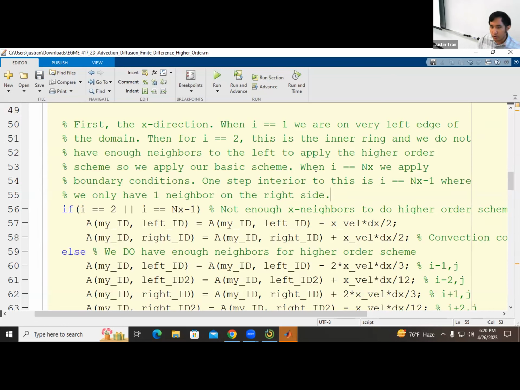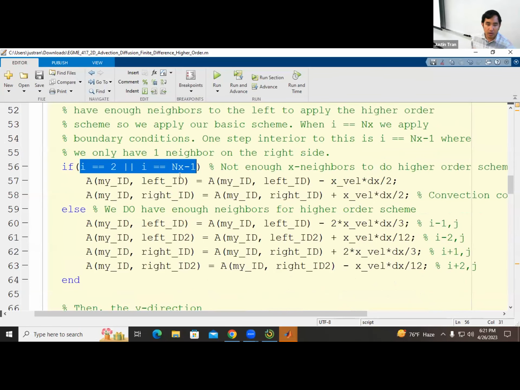And so if we only have one neighbor on the right side, that means, again, we can't apply our higher order scheme. And so we have to go back to our basic scheme. Okay. So those are the two main conditions where we apply our basic scheme: where we only have one neighbor on the left and where we only have one neighbor on the right. And that is basically what these two conditions are telling us.